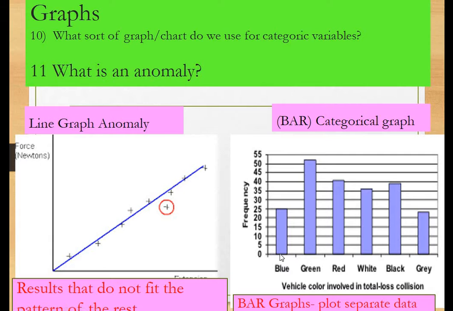Can you just draw an axis? You can draw about 4 graphs and list the different colors, and then a heading, categoric variables, you can put at the top. Bar graph plots separate data. Pause the video, do that please.